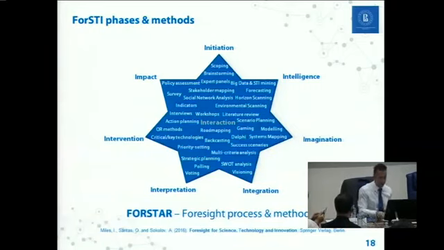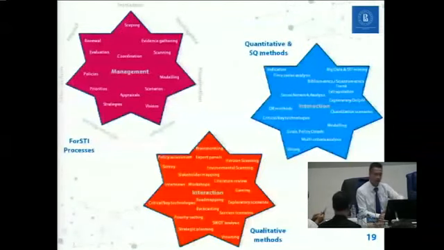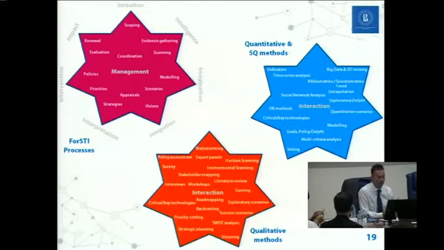So to make your lives a little bit easier with this picture, I divided it into several pieces. The first one, for example, shows the ForSTI processes, what kind of processes we are engaged in these activities. It looks like a galaxy, actually, it's full of stars. So if you look at this picture at night, it will look good, probably. And it has also a set of quantitative methods and qualitative methods. So you can see that there are a number of methods. And this is not an exhaustive list. So you can be very creative in a foresight exercise with your own methods also.